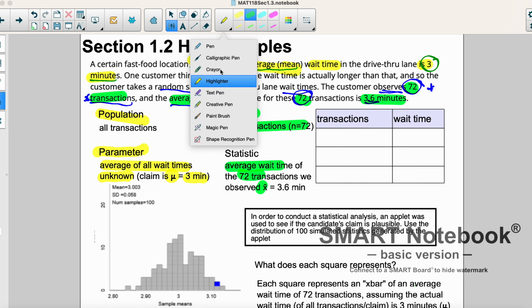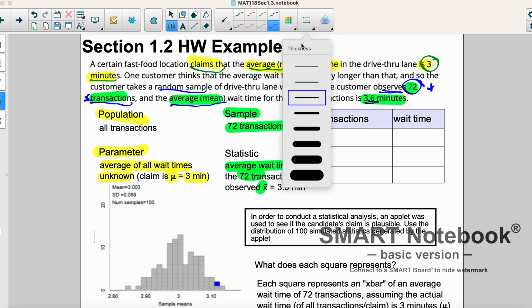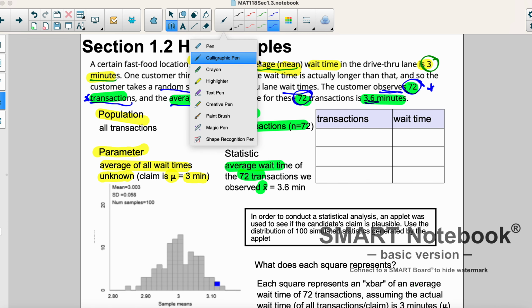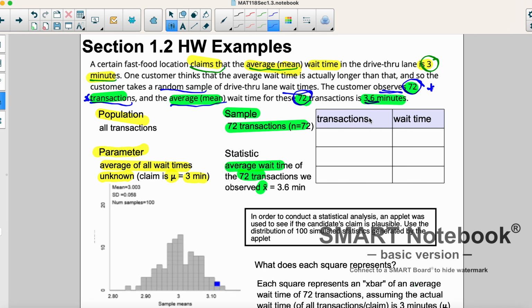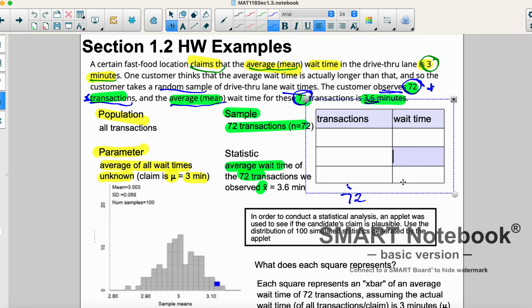is 3.6 minutes. If I look at that from a data collection perspective, what I would actually be doing as a researcher is, let me collect my data. I'm looking at or observing transactions. I would have transaction 1, transaction 2, transaction 3, all the way down until I collected all 72 transactions. And then for each transaction, I would record a wait time. Let's say it's 1.2 minutes, or it's 4 minutes.